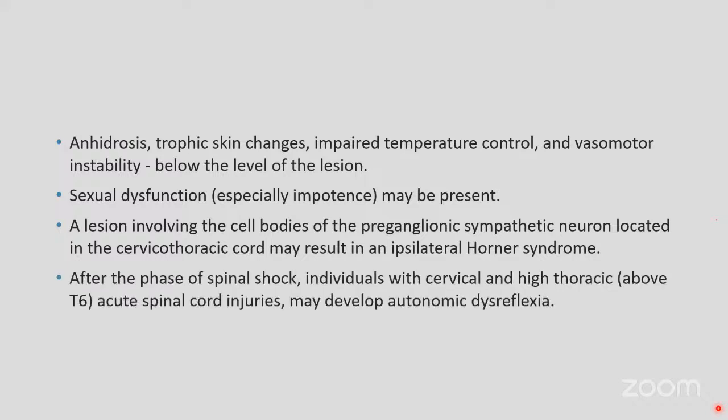Especially in patients with high cervical and high thoracic, that is above T6 level, spinal cord injuries, they will have autonomic dysreflexia, that is fluctuating blood pressure, severe arterial hypertension, headache, visual impairment. There might be profuse sweating and cutaneous vasodilation as a result of autonomic dysreflexia.